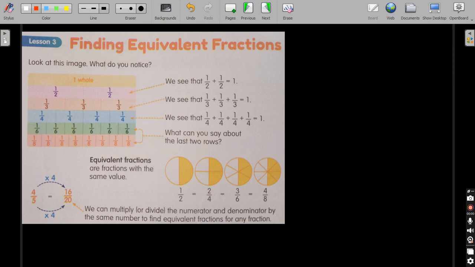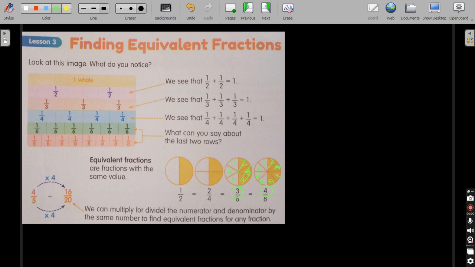Let me clean it and let me explain to you. How many parts is it divided into? 6. So 1, 2, 3, 4, 5, 6. 6 parts it is divided. And how many parts are shaded? That is 3. So 1, 2, 3. 3 parts shaded, 3 by 6. In the same way, how many parts is it divided into? 8. 1, 2, 3, 4, 5, 6, 7, 8. 8 parts it is divided. How many parts are shaded? 4. So 1, 2, 3, 4. 4 parts are shaded. 4 by 8 is the answer.